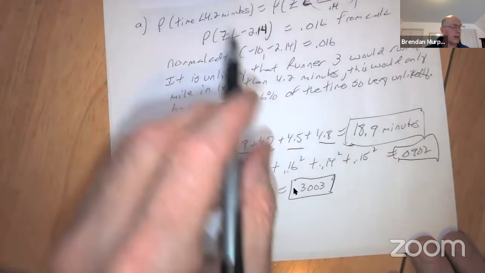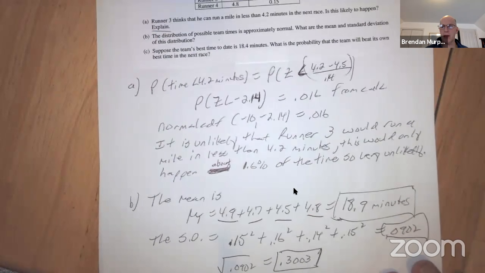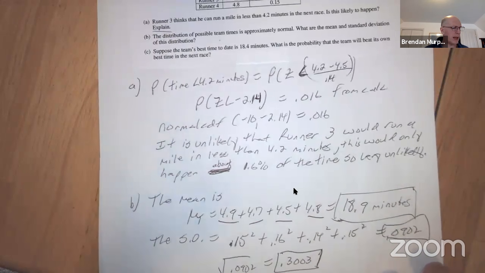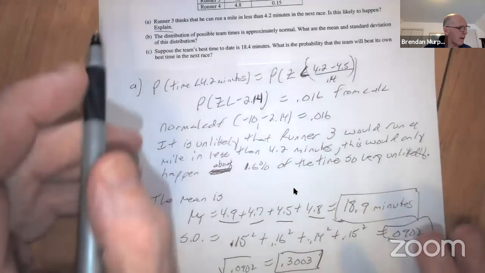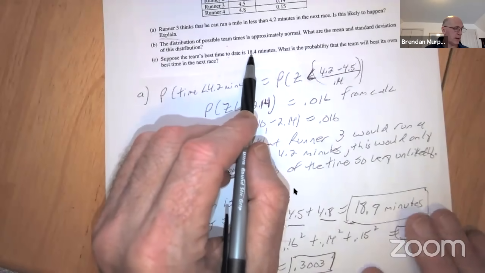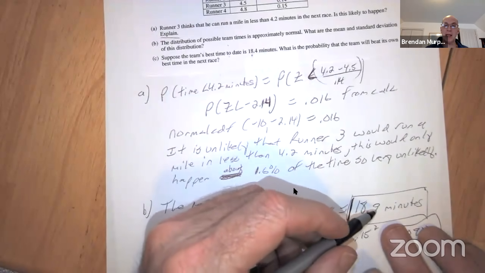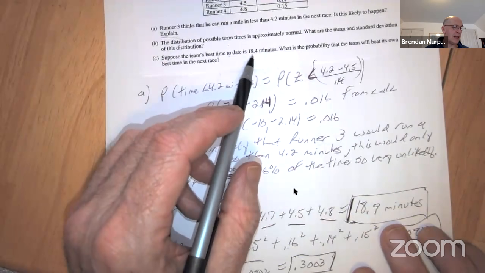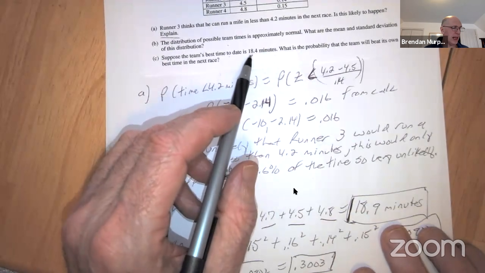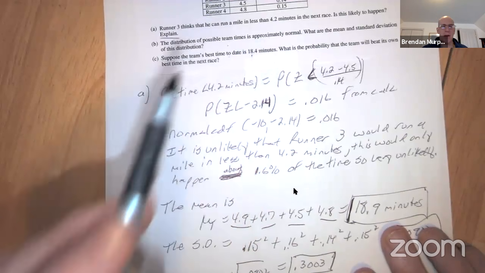So that's part B. What is the mean and standard deviation of this distribution? The mean would be 18.9 minutes. Standard deviation would be 0.3003 or 0.30 or something like that. Let me see if I can finish the last one real quick. Suppose the team's best time to date is 18.4 minutes. So their mean or expected time is 18.9 minutes. Can they run a combined 4 miles in 18.4? My gut says no, but again, I need to do some mathematics.